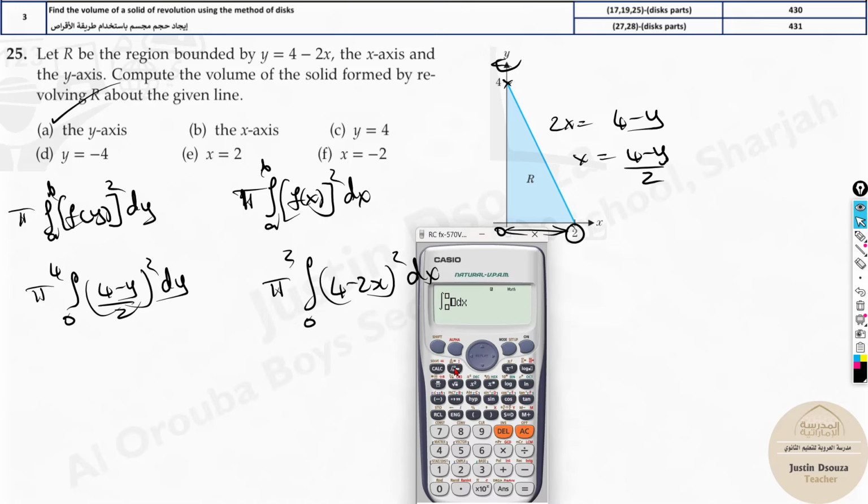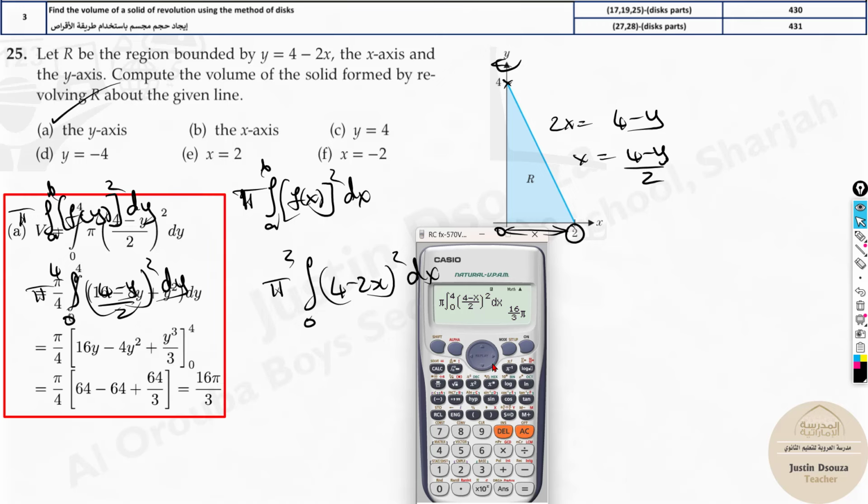In order to substitute, press the integral symbol, type it out: 4 minus, now use the fraction symbol, y divided by 2, and minus, the variable is only y. Now close the brackets and square it. And then what are the limits? It's 0 to 4. And over here you need to write pi as well. You can write the multiplication symbol or no need, it is already multiplied. So the first answer is 16 pi by 3.